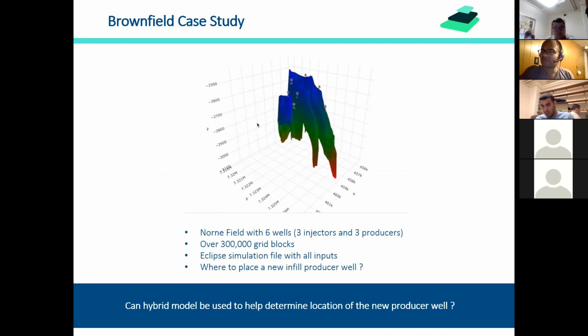This is, of course, the Norne field, which is publicly available. Let's assume that it had 6 wells, 3 injectors and 3 producers, shown here. This is a complicated field, with over 300,000 grid blocks. You start with a single Eclipse simulation file with all inputs, and the goal is: where do you place a new infill producer well? Let's say you're tasked with knowing where to place the next producer well. The question is, can these hybrid models help determine the location of the new well?